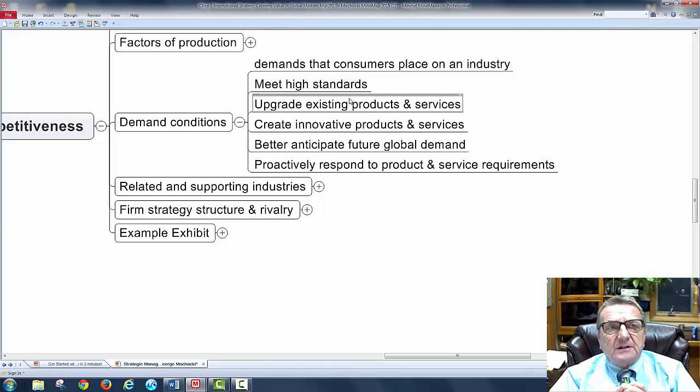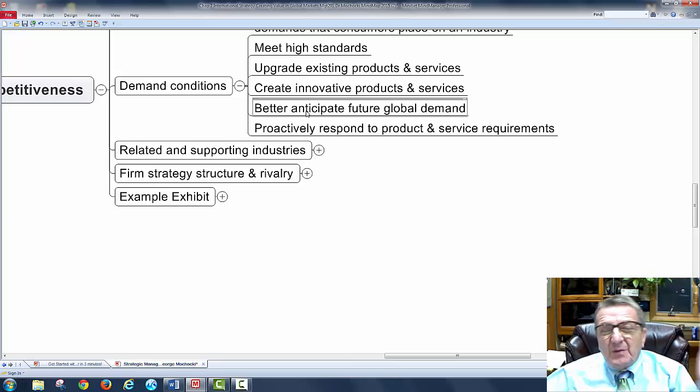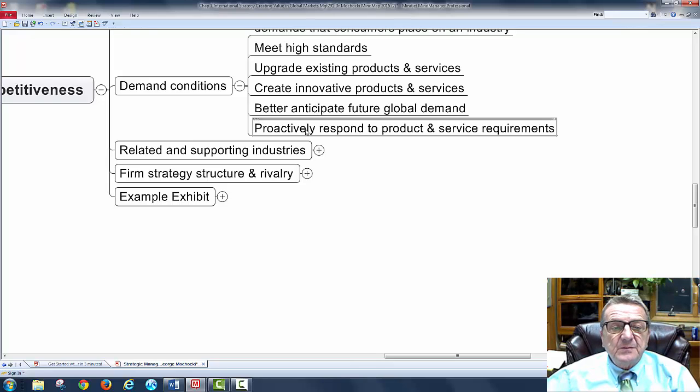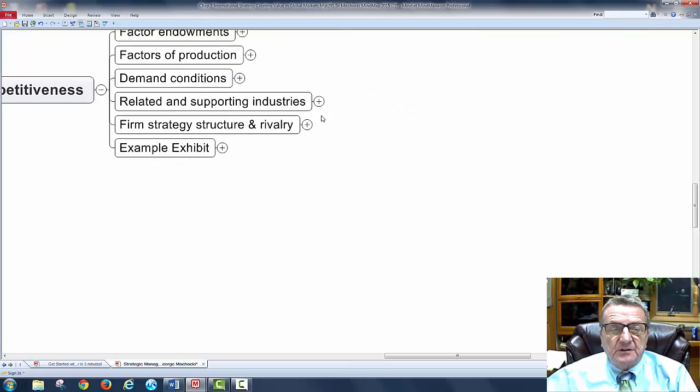And if you look at a lot of individuals that go into the Chinese market, they have a lot of competition within their own domestic market to make the products faster, more efficient, at a lower cost. Okay, create innovative products and services, better anticipate future global demand, and proactively respond to product and service requirements. No different than we're doing in the domestic.